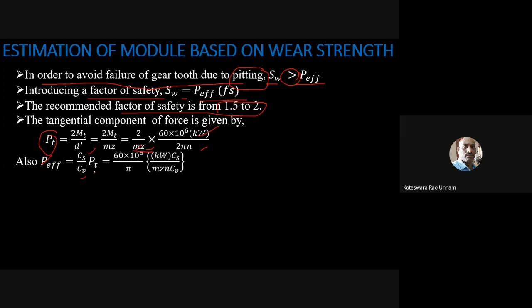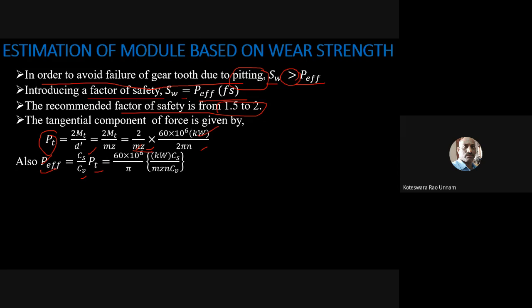CS by CV into P. If you want to use the velocity factor approach only, you will get it like this. If you want to go for the precise one, that is the Buckingham equation, you need to modify that. So it depends upon the problem. Suppose you say use the velocity approach, you have to use this equation to calculate P effective.